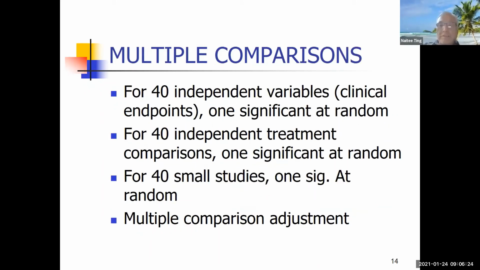And of course, model comparisons, we talk about multiple endpoints, multiple treatment groups and things like that. So for 40 independent endpoints, one being significant is random. I mean, if you are designing a protocol with 40 efficacy endpoints without any alpha adjustment, and then just by chance one is significant, it's purely a chance situation, right? 1 in 40. 40 independent treatment comparisons, small studies, multiple comparison adjustment.